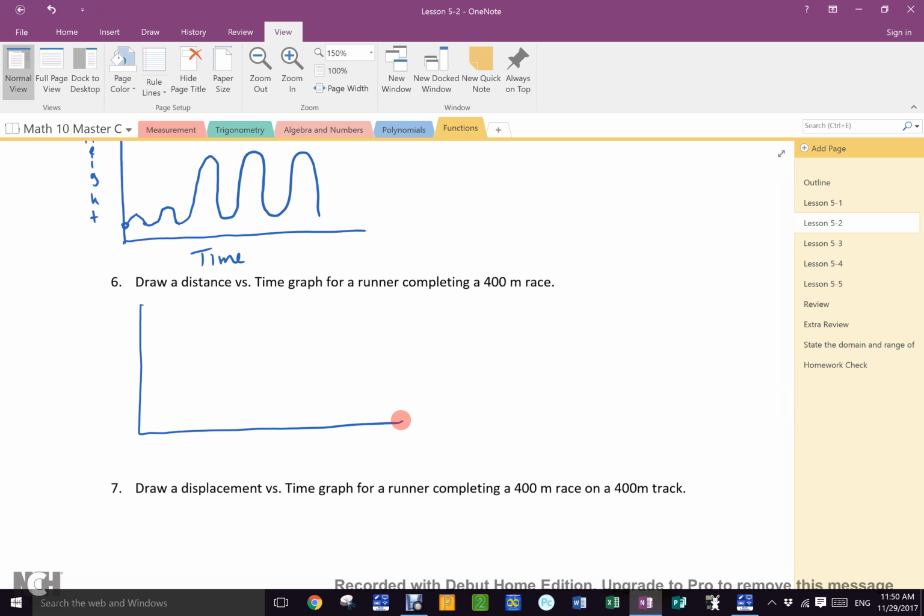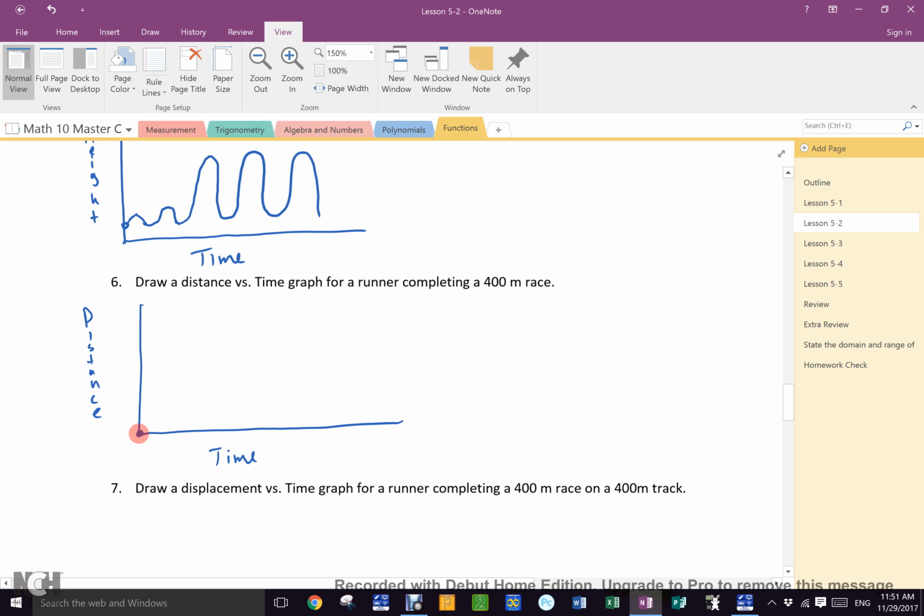What is the key word in the question for number 6? Distance. Is distance a scalar or a vector? Scalar, which means does it have a direction? Other way around. So, what goes on the bottom? Time. What goes on the side? Distance. And when you have 0 time, before you click the stopwatch, have you traveled any distance? No. So you start at the bottom corner, 0, 0.